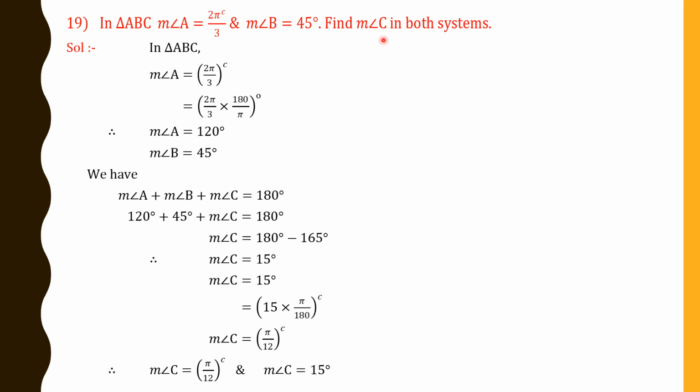We found this angle in degrees, but we need both the systems. Therefore, also find in radian. Convert this angle into radian, multiply this term by pi divided by 180. Therefore, 15 into pi divided by 180. Simplifying, we get measure of angle C equal to pi divided by 12 radian. Therefore, the third angle, measure of angle C, is pi divided by 12 radian and 15 degree. In both the units, this is the angle C.